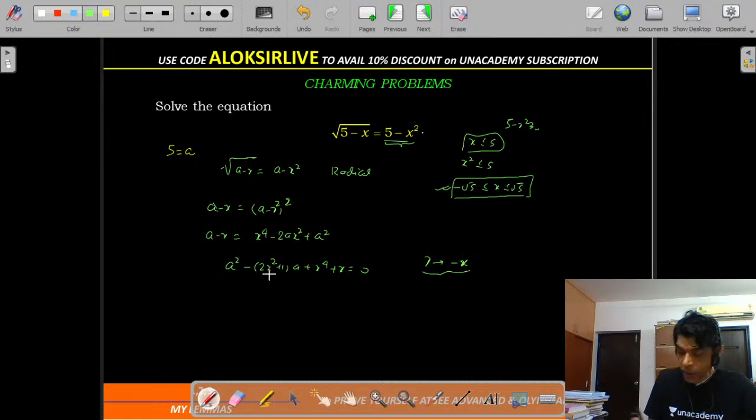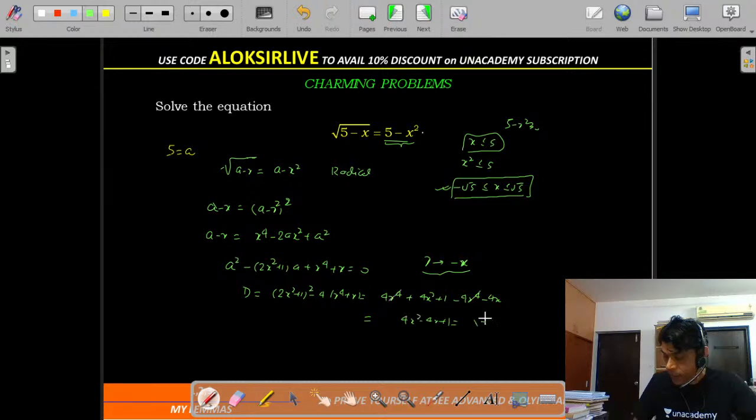So it is the same thing now. If you find the discriminant, that is (2x squared plus 1) whole squared minus 4 times (x to the 4 plus x). So I got 4x to the 4 plus 4x squared plus 1 minus 4x to the 4 minus 4x. These cancel. I am getting 4x squared minus 4x plus 1. That becomes 2x minus 1 whole squared.